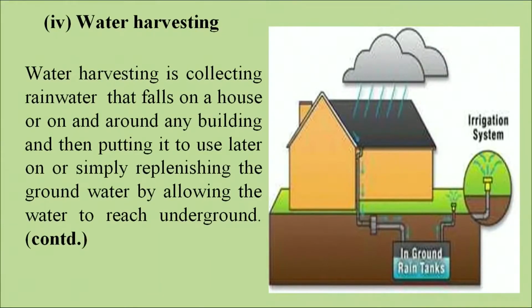This is a pictorial depiction of rainwater harvesting. It is showing how the rainwater falls on the rooftop and gets collected in a tank under the ground, and after required treatment it can be used for various purposes. Water harvesting is collecting the rainwater that falls on the house rooftops and buildings and putting it to use later on, or simply replenishing the groundwater by allowing the water to reach underground.